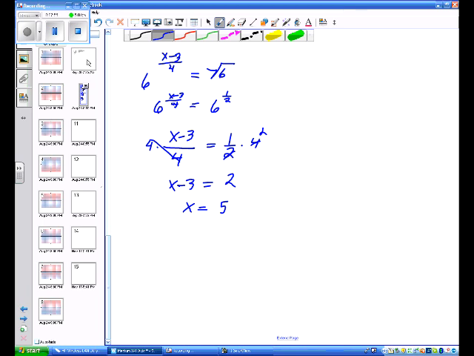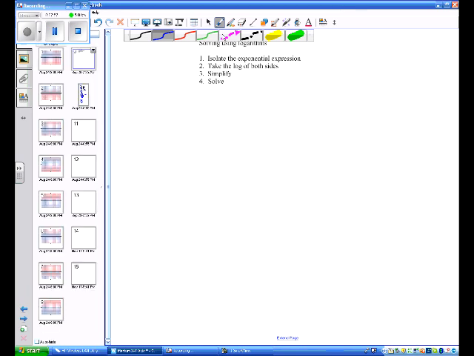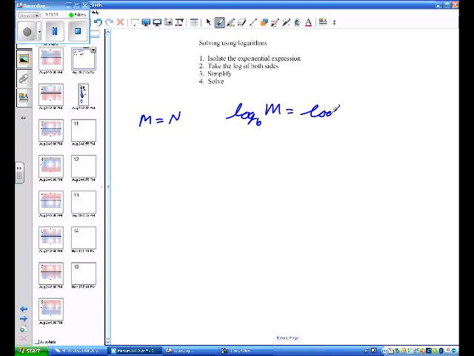So that's where we're going to use logarithms. Now we've got some steps for solving by using logarithms. The first thing we want to do is to isolate the exponential expression. Then we take the log of both sides. We will simplify and then solve. Now, the idea behind this is, if m equals n, then log base b of m equals log base b of n. And this is another if and only if, so it goes the other way.